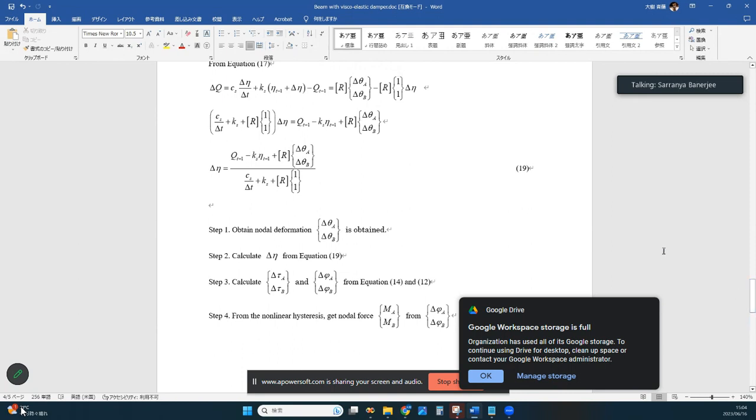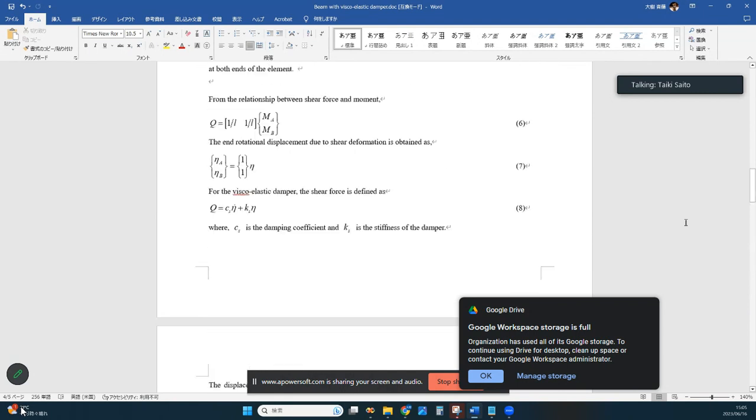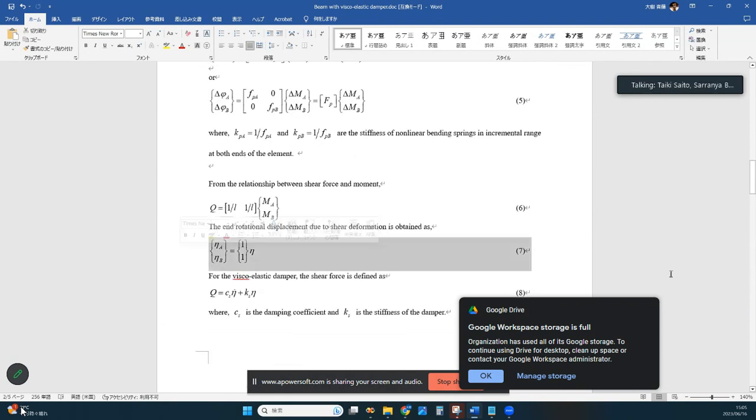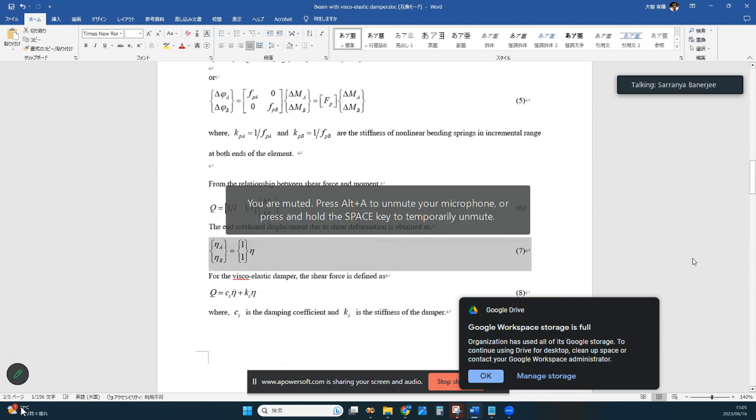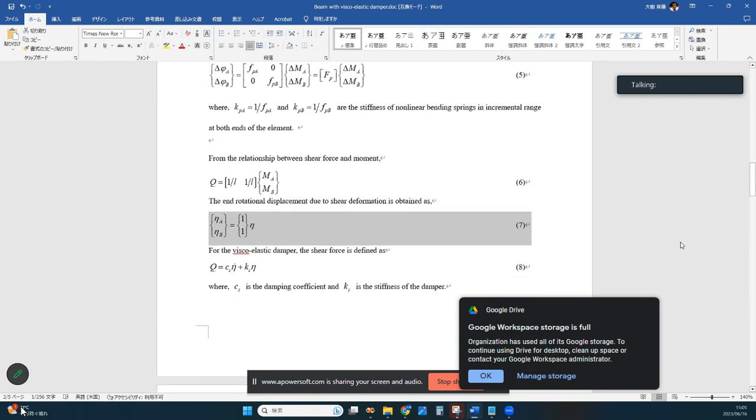Sensei, I have one question. I was checking the formulation, and in equation number 7, here the rotational displacement is found from the shear displacement. So will it not be 1 by L into eta?